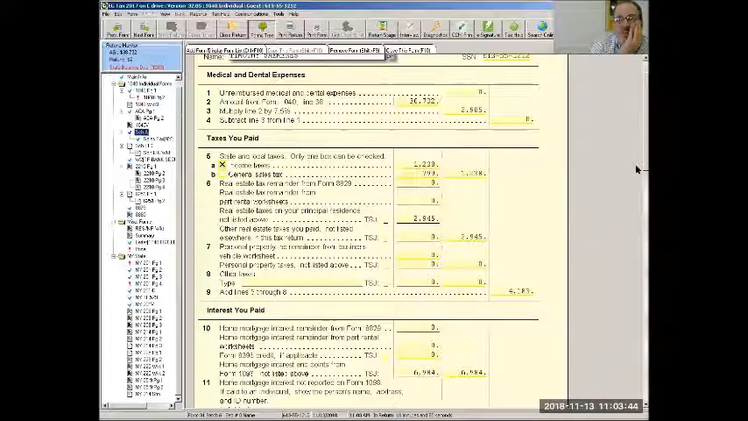A is income tax, B is sales tax. Then you get to take it off. See the box next to the A? It'll put in whichever one is greater. Yep, whichever one's greater, okay?